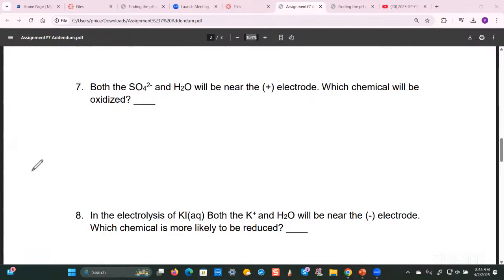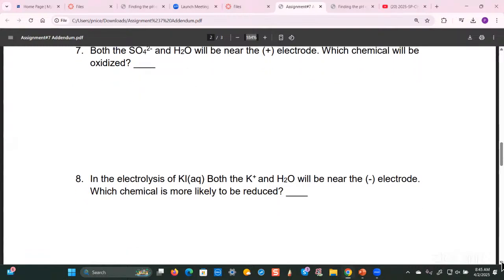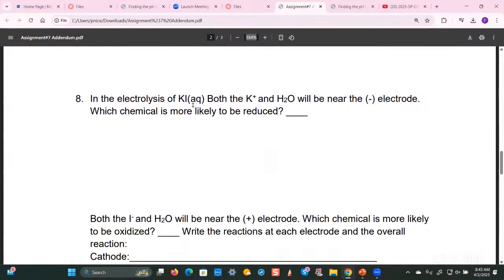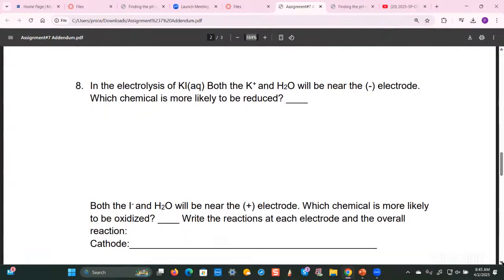and scroll down. Now, in the case of number 8, this time the solution is a solution of potassium iodide, right? So the question is asking, both K plus and H2O will be near the electrode, and which one is more likely to be reduced. So again, you'd have to consult the table, and I looked up the values for the reduction of potassium. So K plus plus electrons would give you K, and for water, same equation as before, H2O plus 2 electrons to give H2 plus 2OH minus.